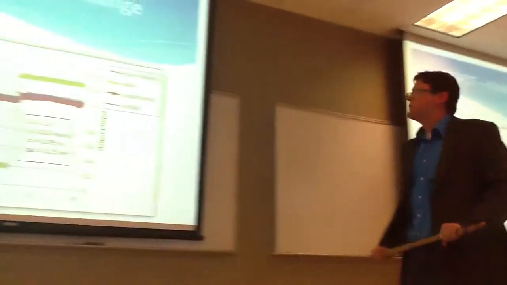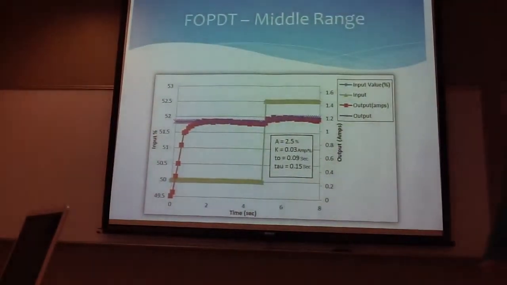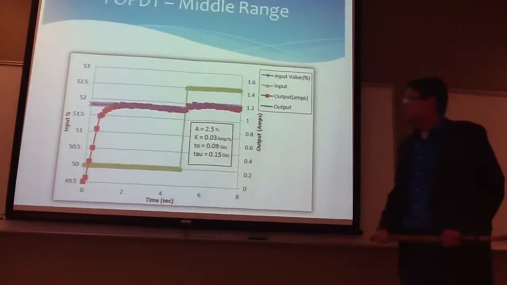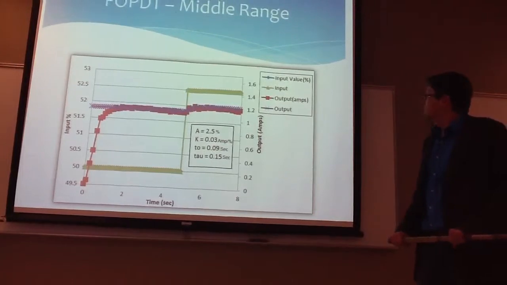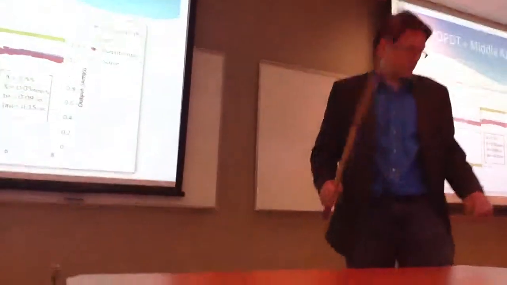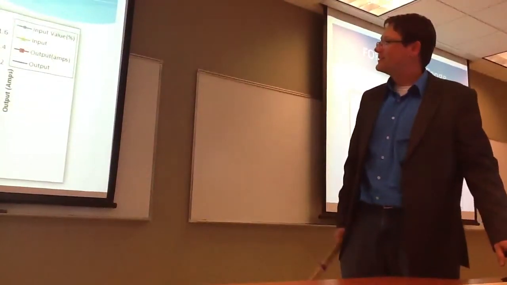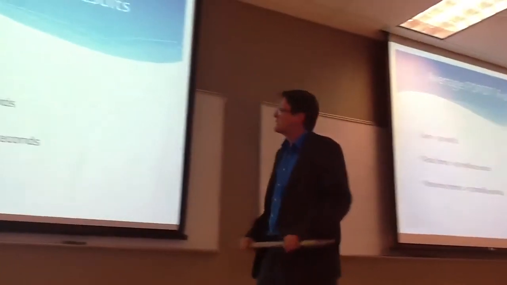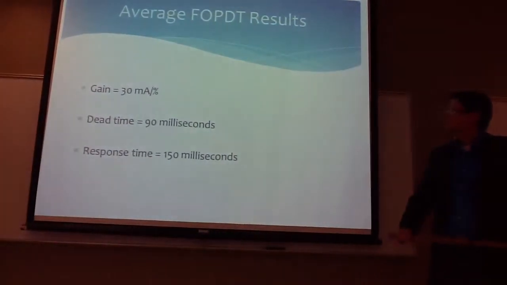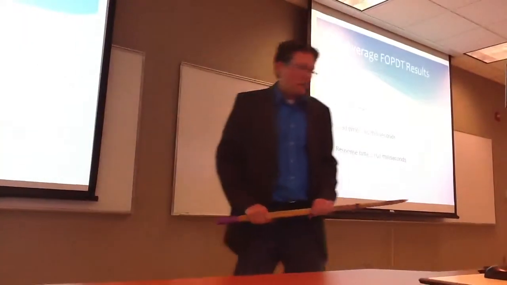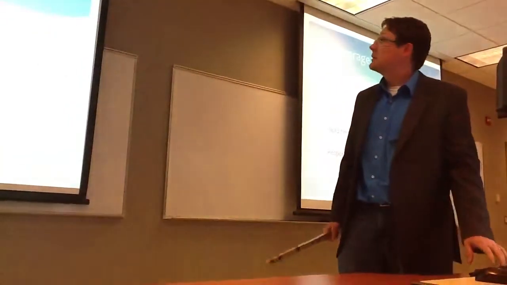This is the FOPDT model we applied to our step response. Again, it was for the same range that you saw in the example. Input starting at 50%, stepping up to 52.5, and we fit our model to our data. This was the results of our FOPDT modeling. We had 30 milliamps per percent. Dead time was 90 milliseconds, and response time is 150 milliseconds. This closely agrees with our experimental data.